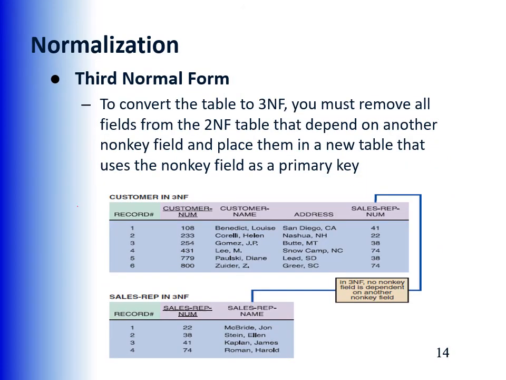So in the customer example in this figure, the sales rep name field depends on another field, sales rep number, which is not part of the primary key. Therefore, to reach third normal form, you must remove sales representative name and place it into a new table that uses sales rep number as a primary key. This is how you can convert second normal form to third normal form.